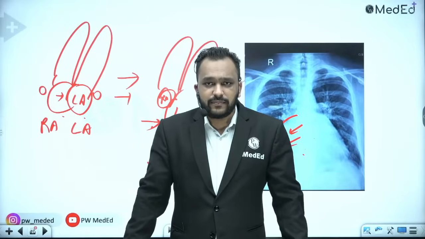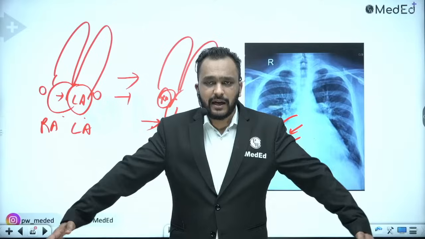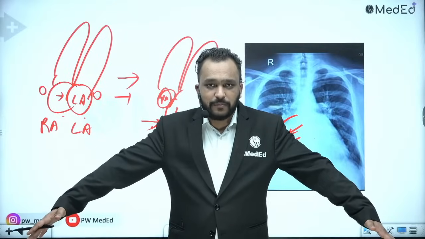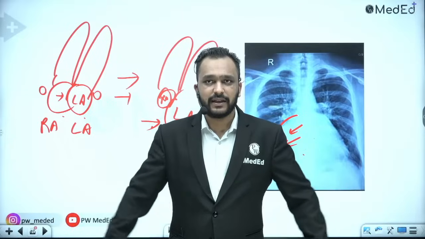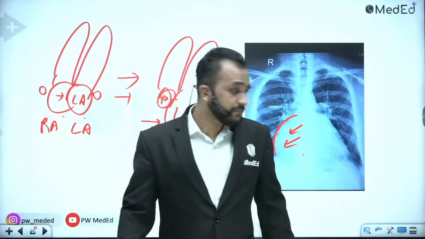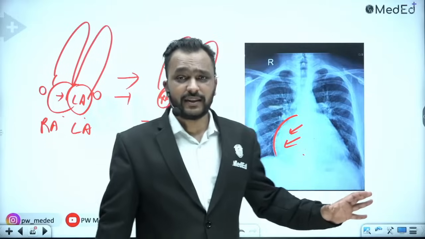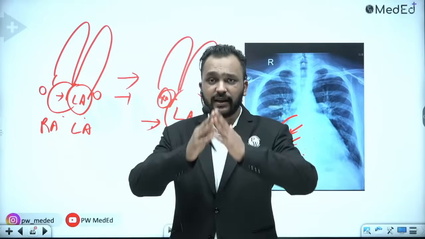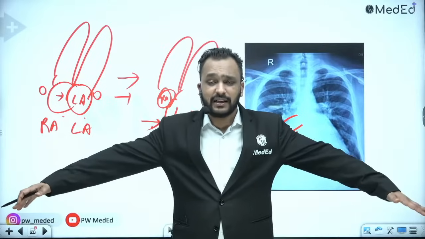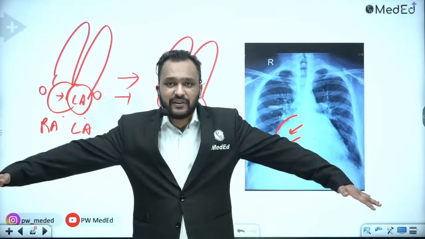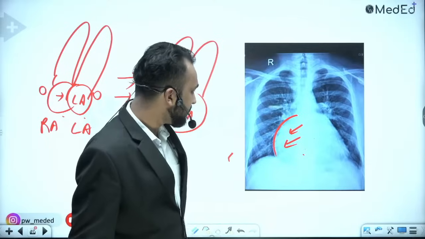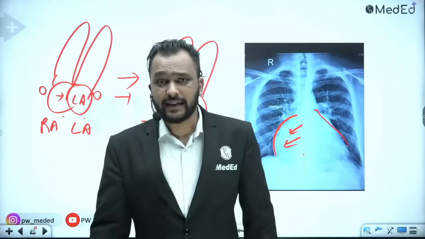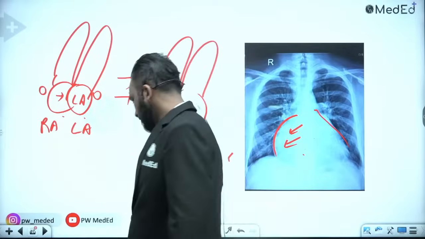So whenever there is enlargement of the atrium, what will happen? It will cause splaying of the bronchi, and there will be widening of the carinal angle. So what is the carinal angle? It is formed by the two bronchi, and whenever there is left atrial enlargement, it will cause widening of the carinal angle, and you will also see straightening of the left heart border.